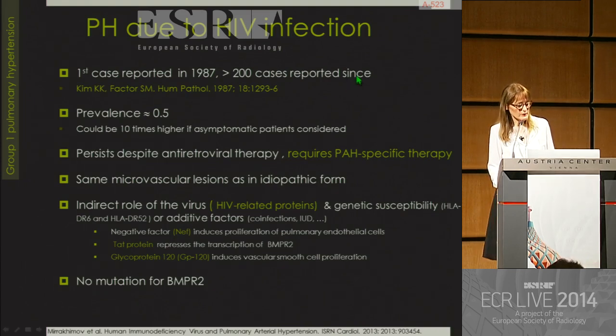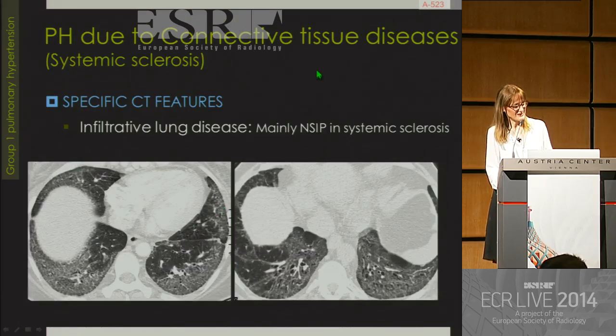So Nick Screaton already gave you some information about PH due to HIV infection. It is probably underestimated. It requires specific PAH therapy, and it does not improve on antiretroviral therapy. And that's it. Now, pulmonary hypertension due to connective tissue diseases. What are the specific CT features?